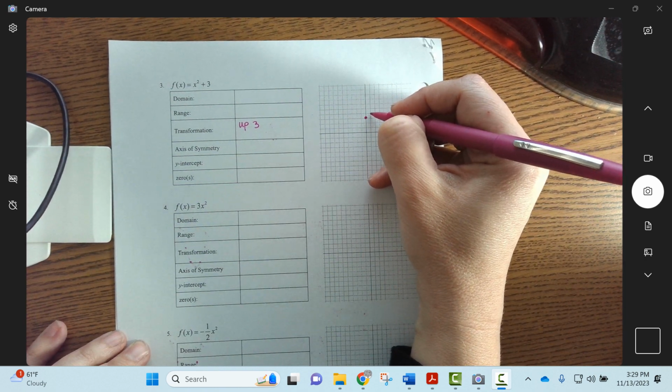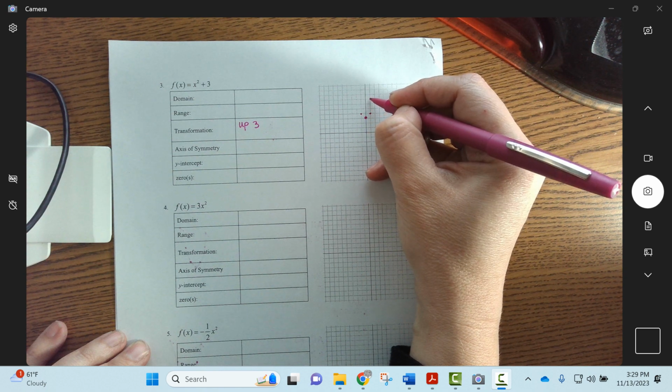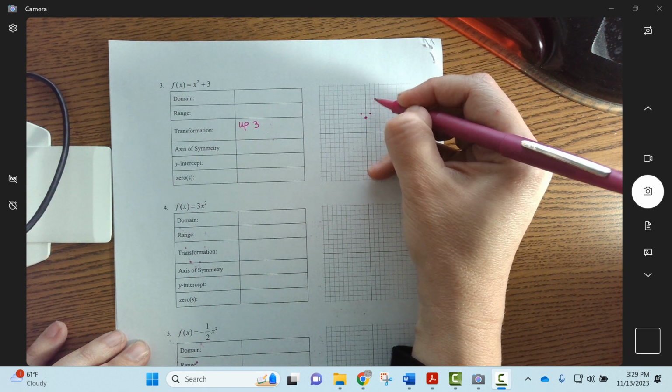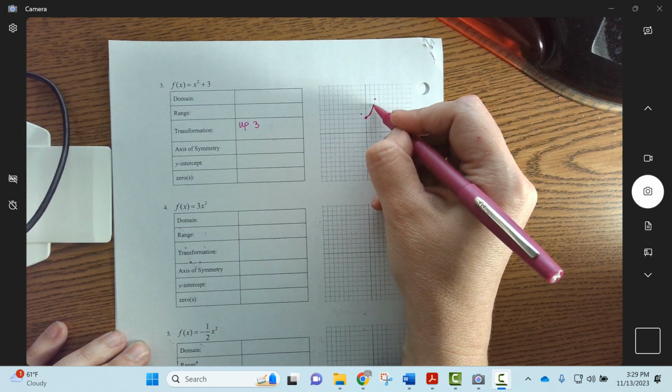So I'm going to do that thing where the first point was up 1 over 1, and the second one I had to go up 1, 2, 3. That will change a little bit as the number in front of the x squared changes, so we'll talk about what to do there.